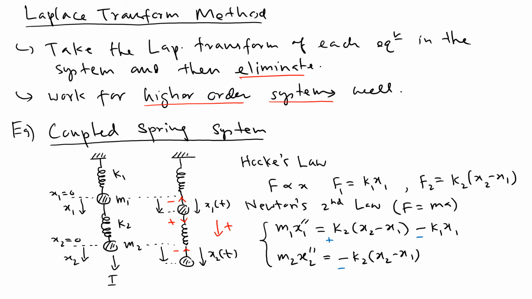I'm going to pick some numbers, just to make things easy. I'm going to say m1 and m2 equal 1, and give some values to k1 and k2. So let's say m1 equals m2 equals 1, k1 equals 6, which is the top one, and k2 equals 4. Just mathematics, we just put in some numbers, that's it. So we're going to solve this system.